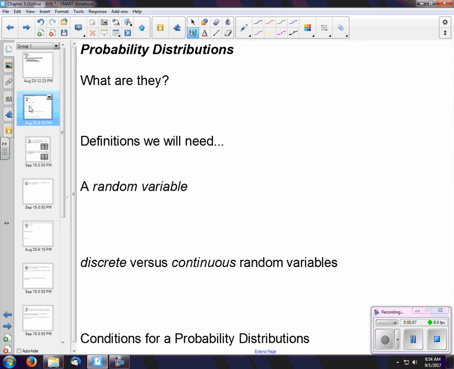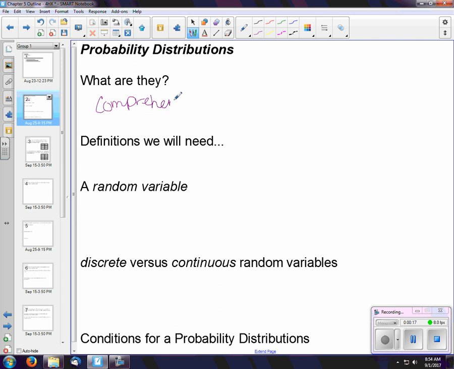Probability distributions are a branch of probability that give you a comprehensive list of anything that could happen and the likelihood that it occurs. So if you think back to frequency distributions, it was the frequency as opposed to the relative frequency, which would have been the probability. So it's a comprehensive list, including the probabilities.